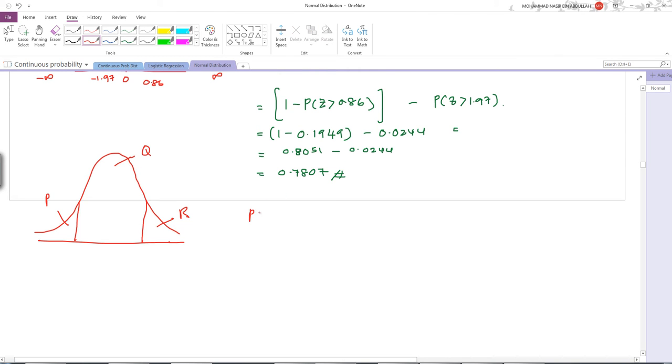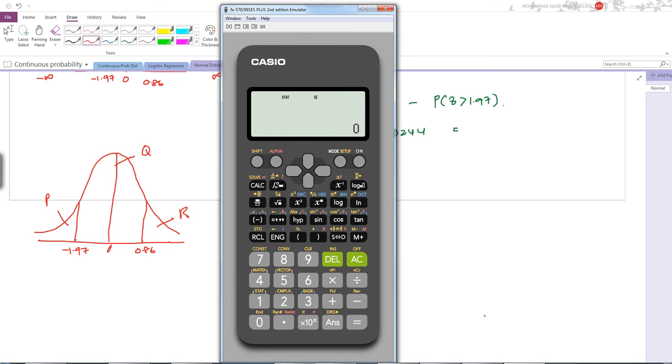The probability of negative 1.97 < Z < 0.86, right? So we want to find this area between negative 1.97 and 0.86, and this is 0. So how to use the calculator?